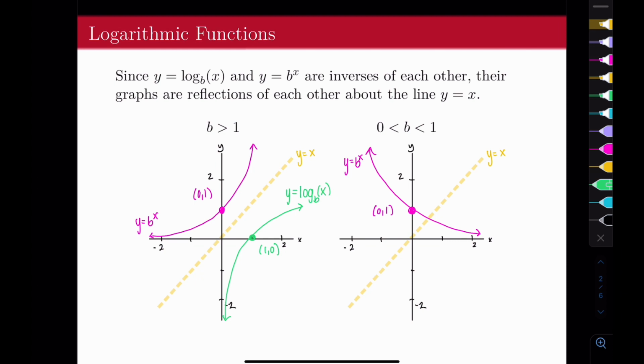In the case our base is between 0 and 1, you're still going to go through this same point. So I flip the (0, 1) to now go through (1, 0). I still hug the y-axis, but now my graph is going to go in the opposite direction. So again, just like when I'm graphing an exponential, I have one shape based on the base. Same idea holds for the logarithmic function.